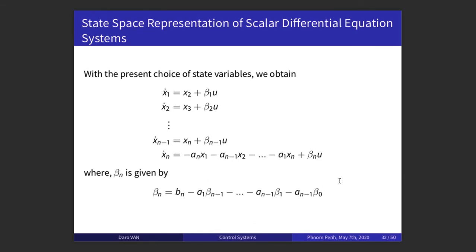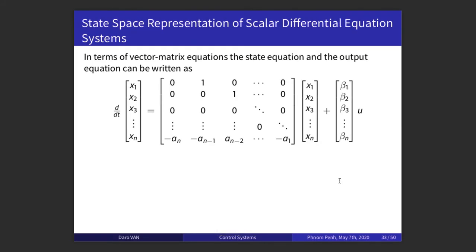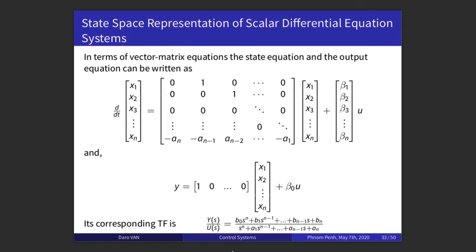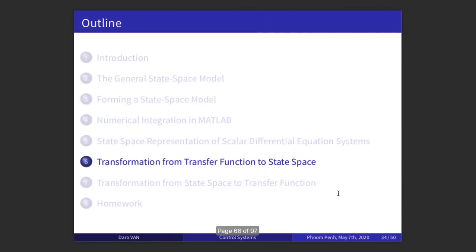It's a little bit mathematical, but you can refer to the textbook if you miss some part. In terms of a vector matrix equation, the state equation and the output equation can be written like this, by just rearranging the terms. This is matrix A, and this is matrix B. This is matrix C. And you can also find the corresponding transfer function as well. Thank you.